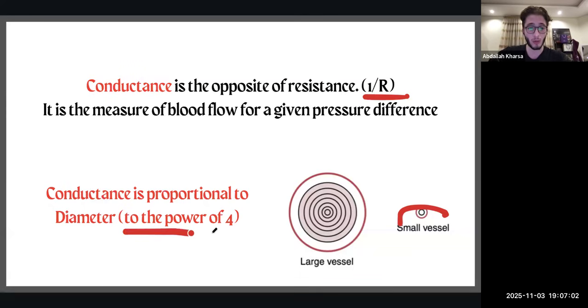And it's to the power of 4, and you might be wondering why. We're going to talk about a formula later on, which is going to describe why conductance is proportional to diameter to the power of 4. It's not really that important, conductance, if you ask me. But there are so many definitions in your slides, and I just wanted to include it for the sake of completion.